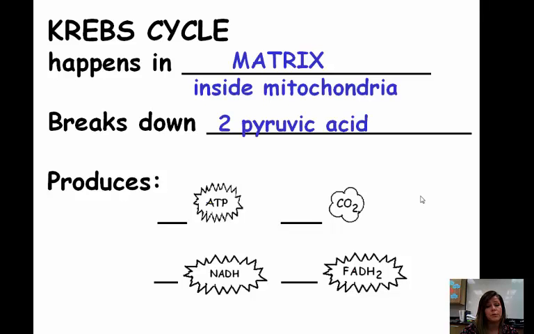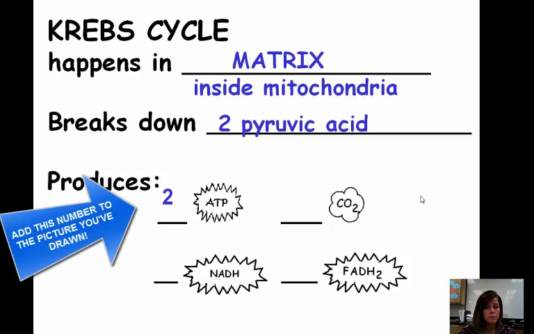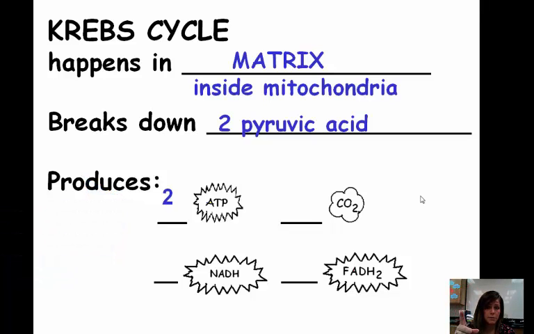It breaks down the 2 pyruvic acid molecules to make 2 ATPs. So remember, for every 1 pyruvic acid molecule, it'll go through the cycle to make 1 ATP. So because we have 2 pyruvic acid molecules, there's 2. We make carbon dioxide, specifically 6 carbon dioxide molecules, 8 NADH, and 2 FADH2.